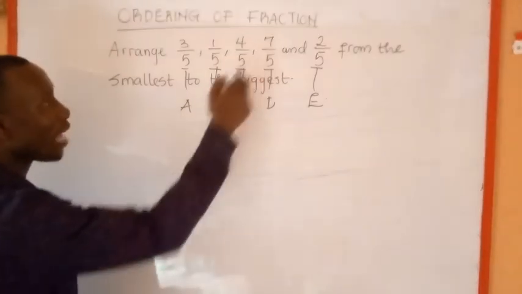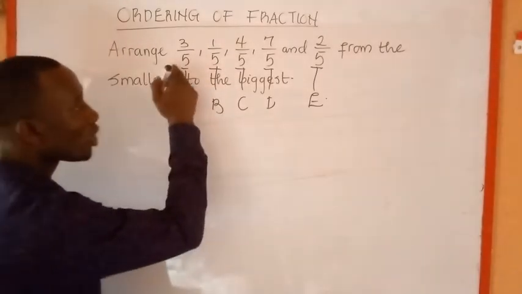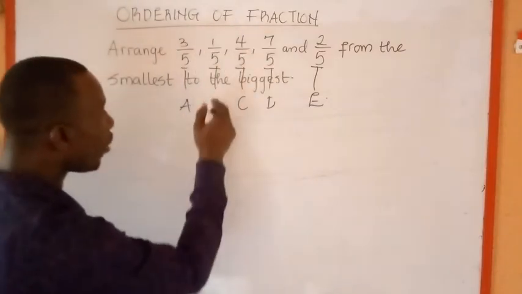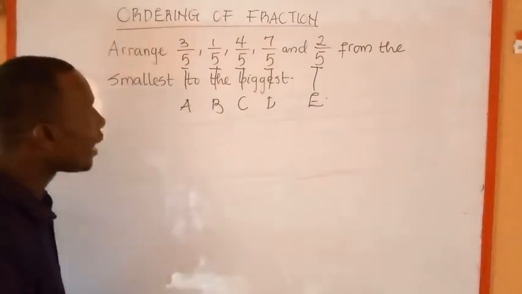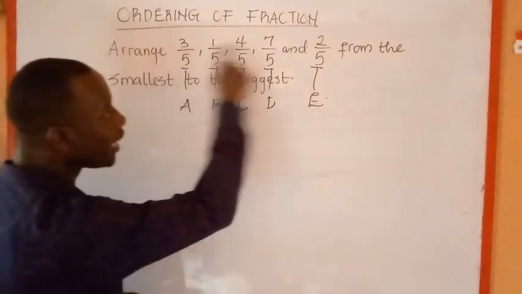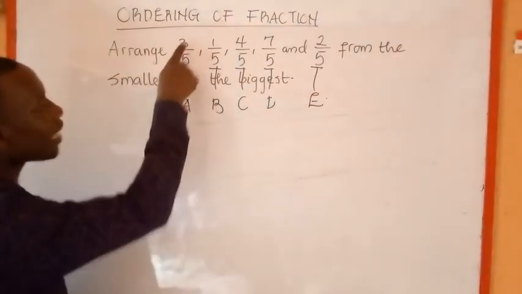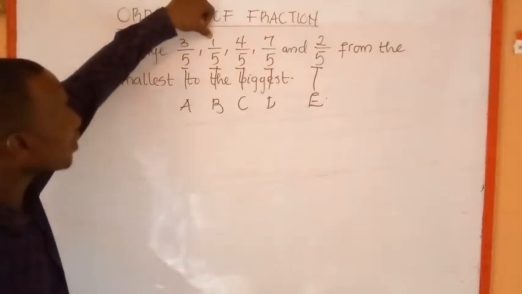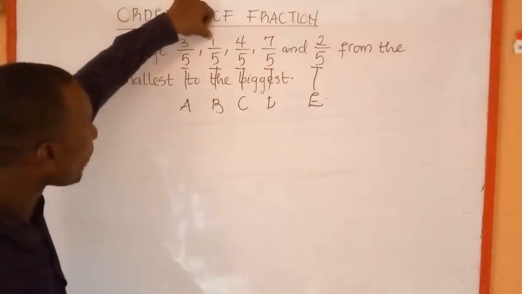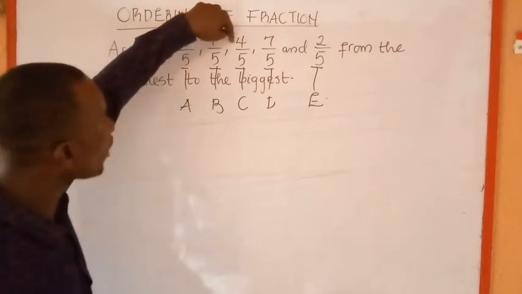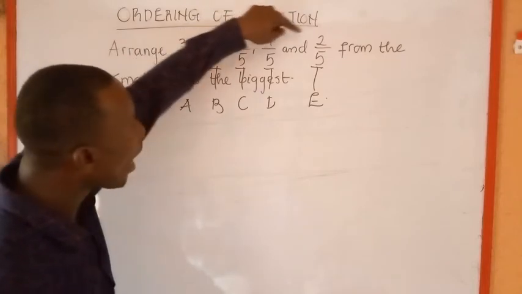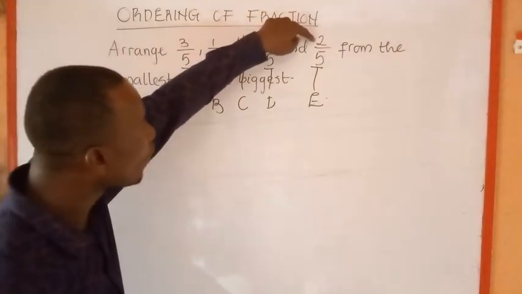And I said to us that if you want to know the smallest, the smallest fraction is the fraction that has the smallest numerator. Now, if you pay close attention to the numerators, fraction A has a numerator of 3. Fraction B has a numerator of 1. Fraction C has a numerator of 4. Fraction D has a numerator of 7. And fraction E has a numerator of 2.